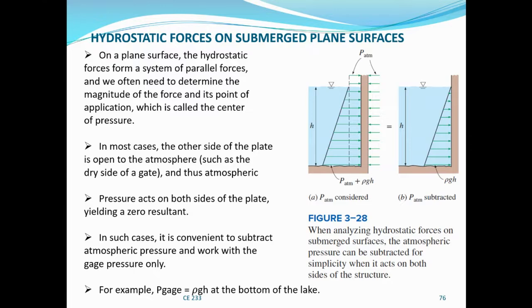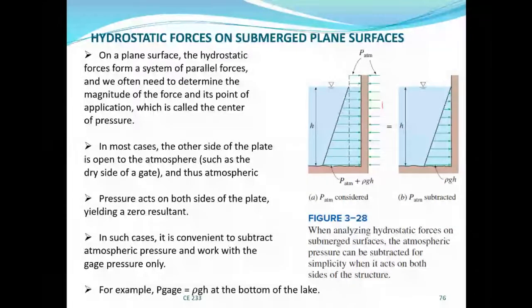And in most cases, the other side of the plate is open to the atmosphere. Like in this case, this is the other side, which is open to the atmosphere. So you have atmospheric pressure acting on the right side as well as on the left side. So it's acting on both sides, hence it cancels out. So in most cases, the other side of the plate is open to the atmosphere, such as the dry side of a gate, and thus atmospheric pressure acts on both sides of the plate, yielding a zero resultant. Yielding or giving a zero resultant because they are equal and opposite, so they will cancel out.